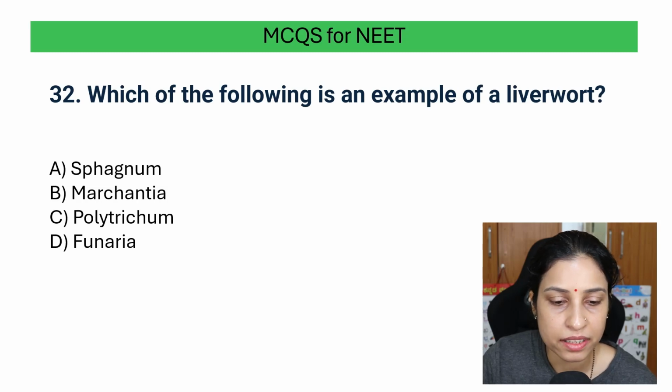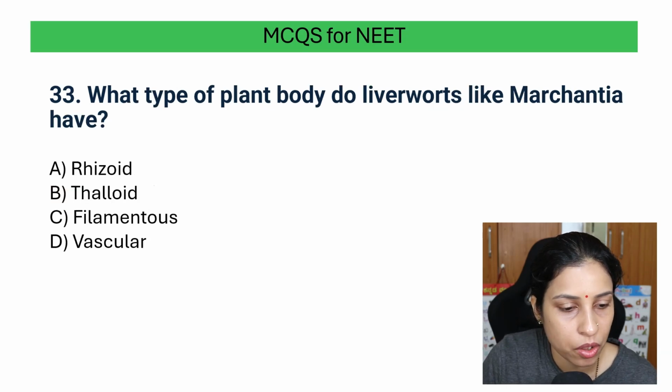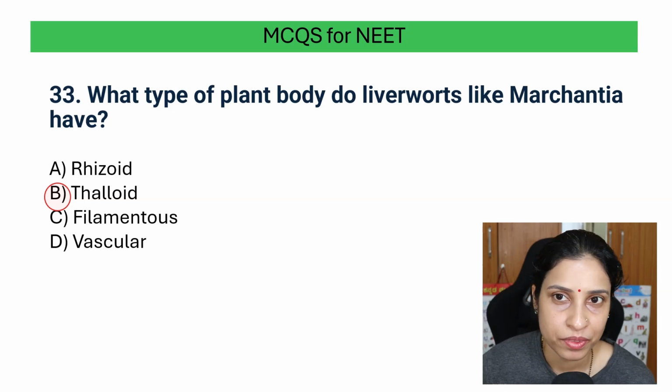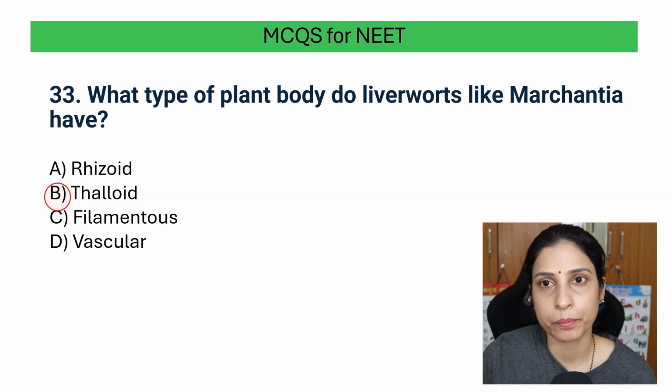Which of the following is an example of a liverwort? The most popular example of a liverwort is Marchantia. Marchantia has a flattened, dorsiventral, leaf-like structure, unicellular rhizoids, and the presence of gemma cups. This is the example of a liverwort. Then, what type of plant body do liverworts like Marchantia have? The plant body is called thalloid, right? It's a primitive plant, so it is thalloid only.